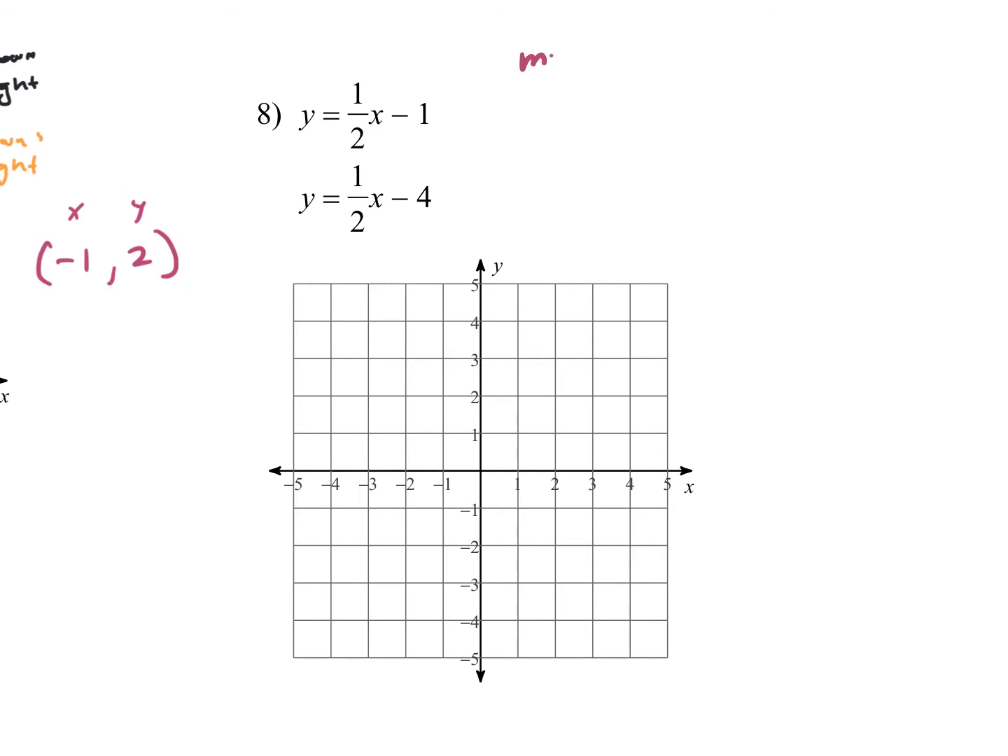First equation, what's my slope? 1/2. What's my y-intercept? Negative 1. So I'm going to put a point at negative 1. How do I do the slope of 1/2? Up 1, right 2. Up 1 to the right 2, up 1 to the right 2.